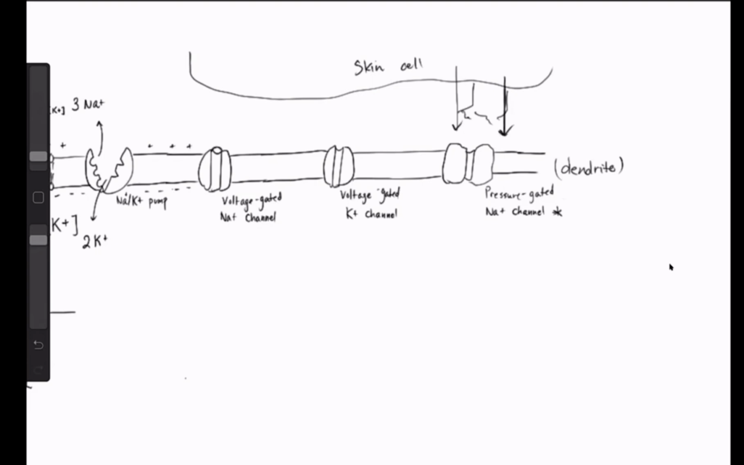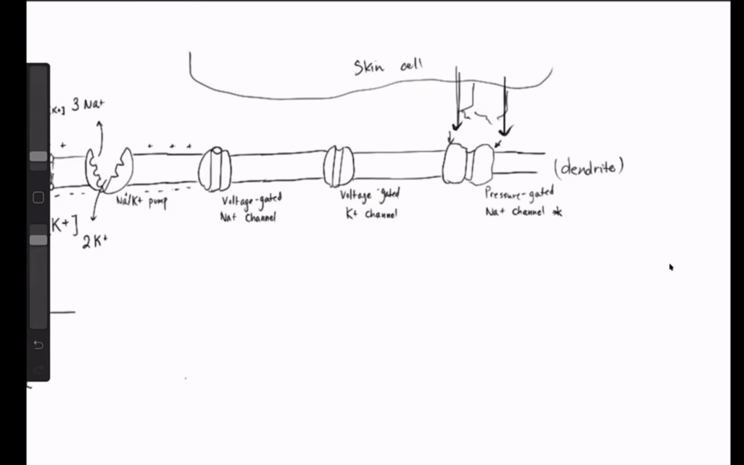If this skin cell gets pushed down, it's going to push down against this protein right here. And it's going to create pressure or a distortion. And remember, one of the most wonderful things about proteins is that these proteins have the capacity to change shape in response to things like chemical changes, which is something that we're familiar with, but also mechanical changes too. So this is a mechanically gated sodium channel.